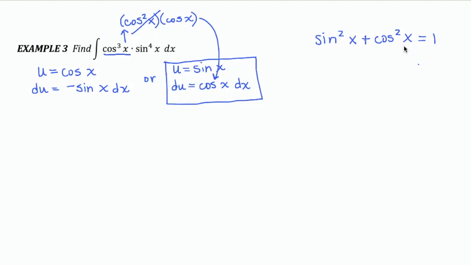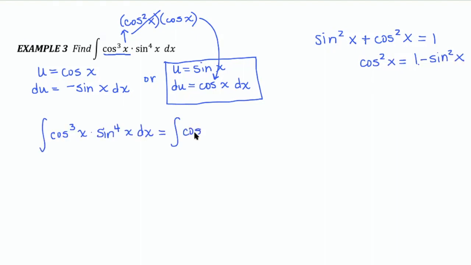So I'm going to go over here and solve this identity for cosine squared. I'm going to subtract sine squared of x on both sides, leaving me with cosine squared of x equals 1 minus sine squared of x. I'm going to use the fact that I can split cosine cubed into cosine squared times cosine of x, and I still do have that sine to the fourth power here. But now I'm going to replace this cosine squared with what it's equal to.